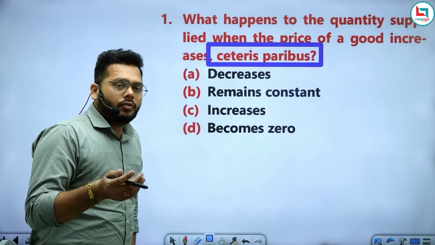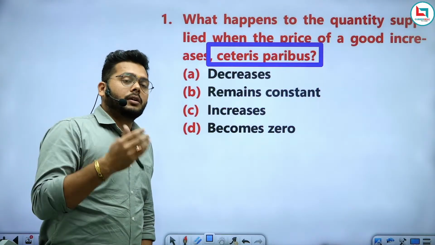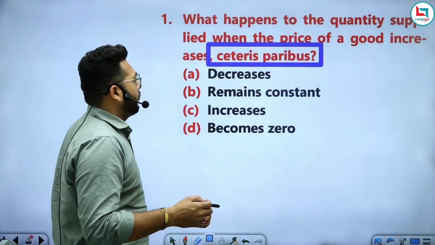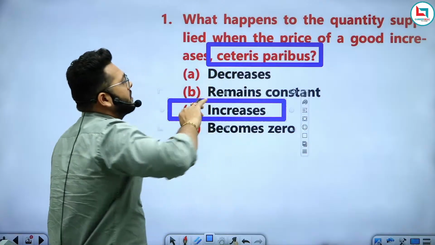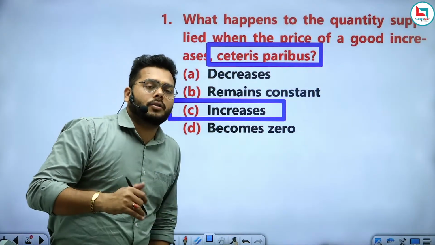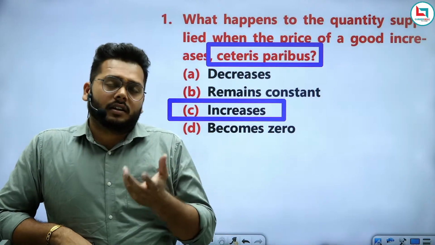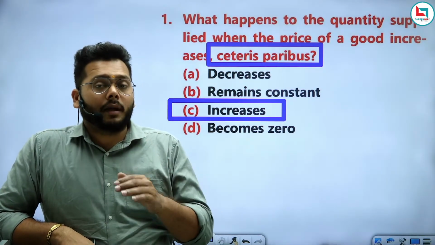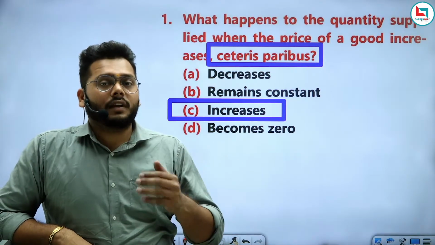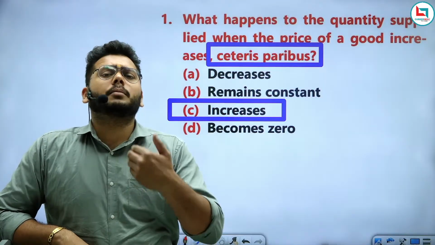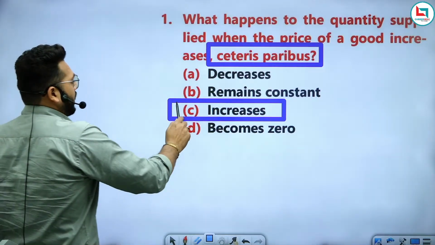As I've already told you, whenever the price of any commodity increases, the supply of that particular commodity will also increase. So the answer will be: increases. Why does this happen? When the price of a good increases, every producer thinks that now I am getting more profit than before, so he will try to sell more and more quantity of that commodity to get more profit. That is why the answer will be increases.